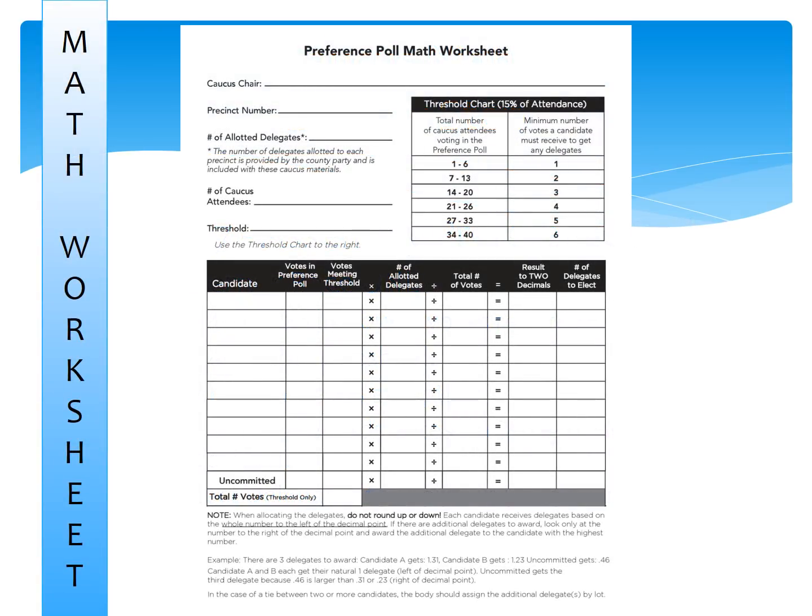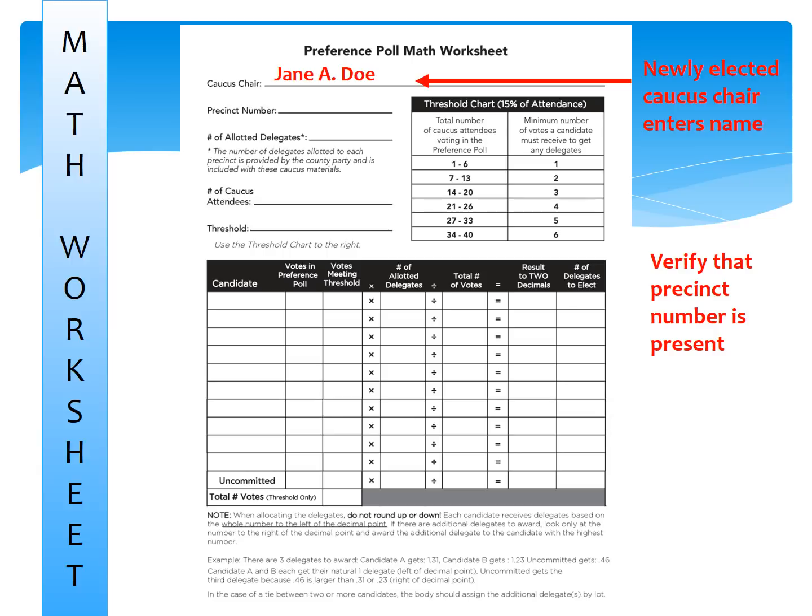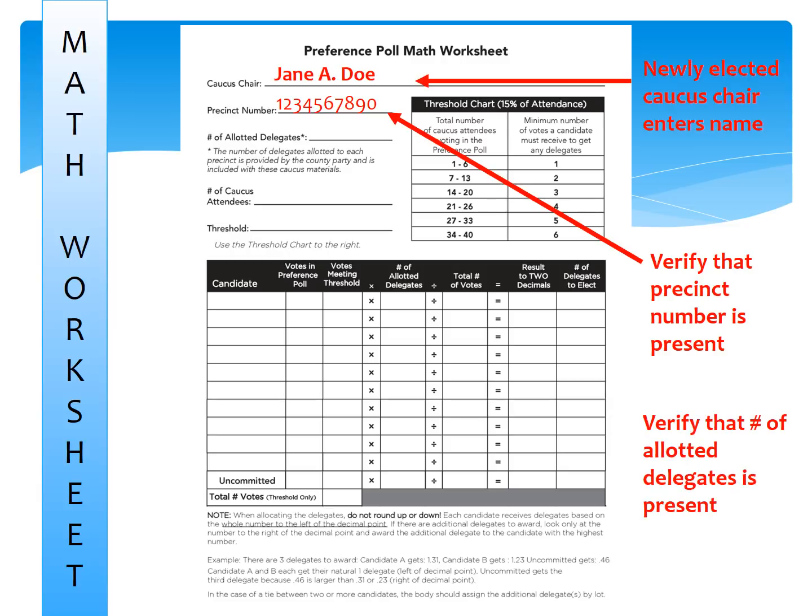Okay, now we're going to address the dreaded caucus math worksheet, and we'll go through it step by step. The newly elected caucus chair enters their name here at the top of the page. Then they verify that the precinct number is present here. Also, they verify that the number of delegates that are allotted for your precinct are noted here.